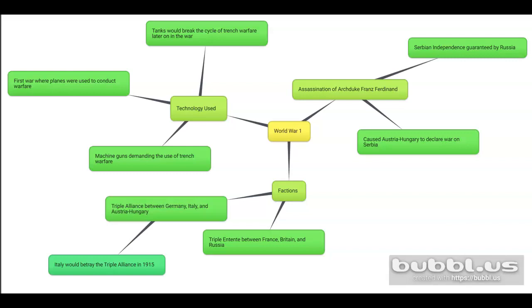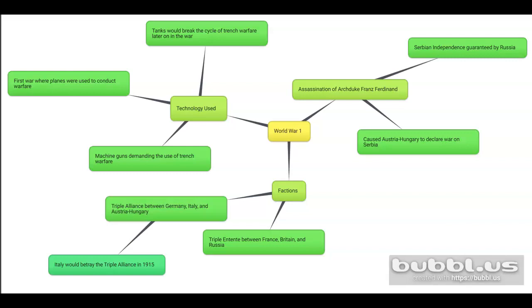And then you had the Triple Alliance between Germany, Italy, and Austria-Hungary. Austria-Hungary had defensive pacts with Germany and Italy, and that's why they worked together. However, Italy would betray the Triple Alliance in 1915 for some territory from Austria-Hungary, so they joined the Triple Entente. Those are the major factions and the basics.